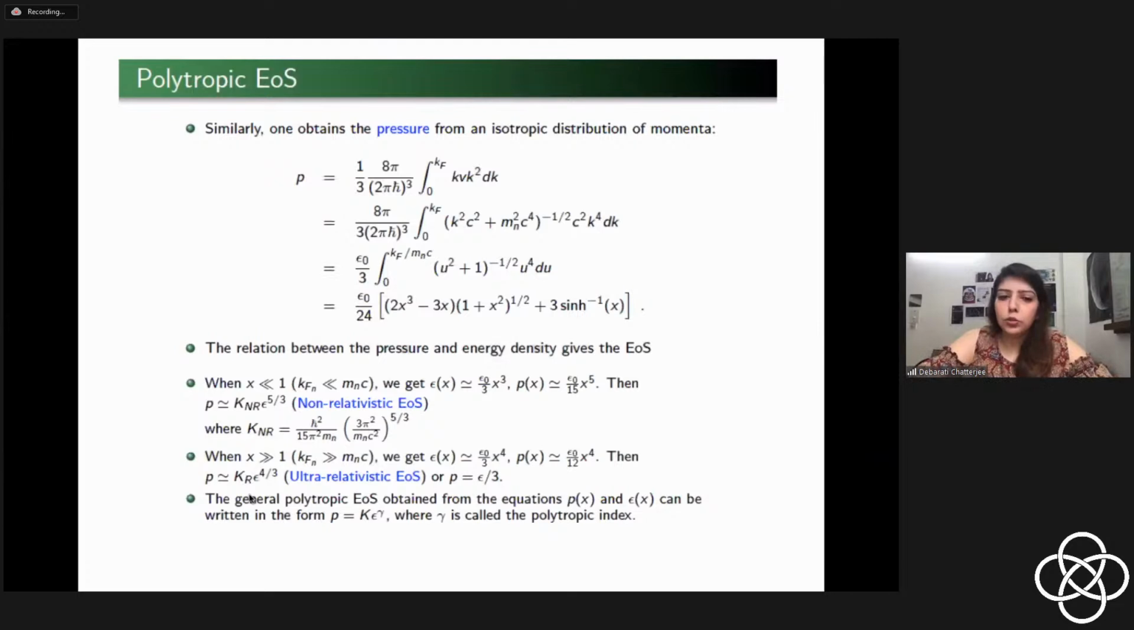So what are these two cases? x much less than 1 and x much greater than 1 are two cases where the momenta are either much less than the rest mass or much greater than the rest mass, which means one is a non-relativistic equation of state and the other one is an ultra-relativistic equation of state. In general, both of these can be written in the form P proportional to ε to the power of some index called the polytropic index, and this is said to be a polytropic equation of state.